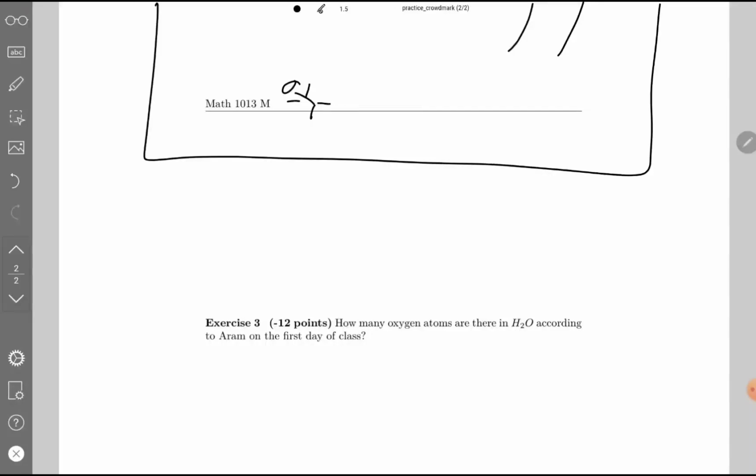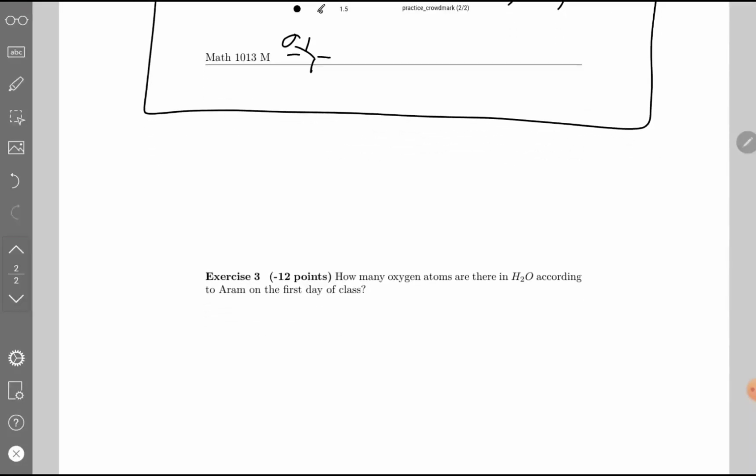Then question 3: how many oxygen atoms are there in H2O according to me on the very first day of class? If you were there, you probably remember it's not 1. So I'll let you figure this out yourself.